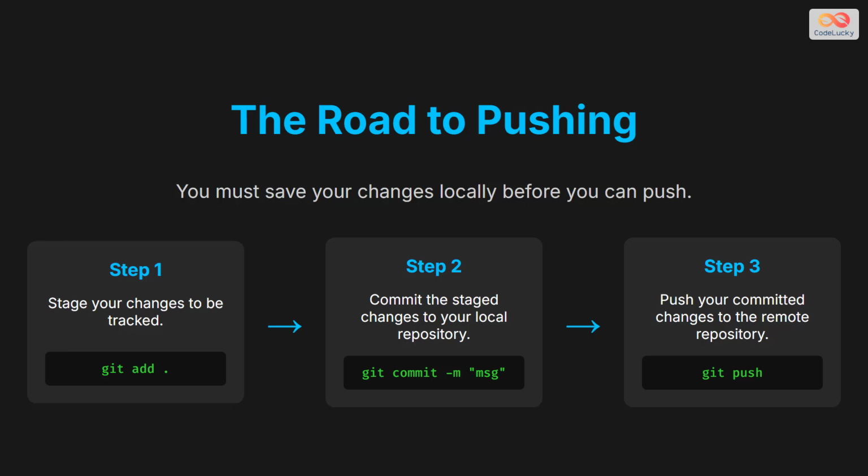Before you can push, you have to prepare your changes. This is a three-step process. First, you use git add to choose the changes you want to save. Second, you use git commit to create a permanent snapshot of those changes in your local repository. Only after you have committed your work can you then use git push to share it.